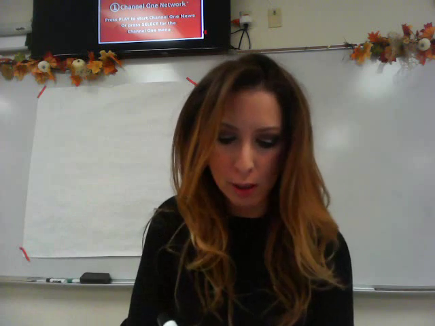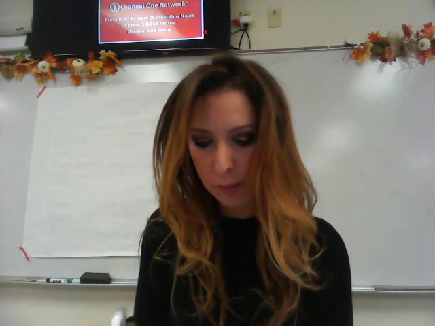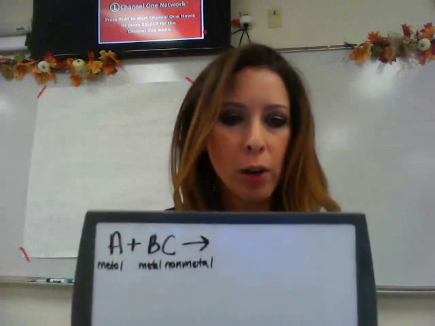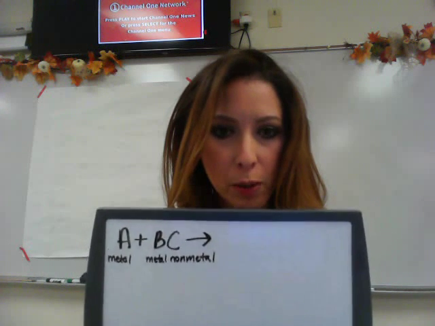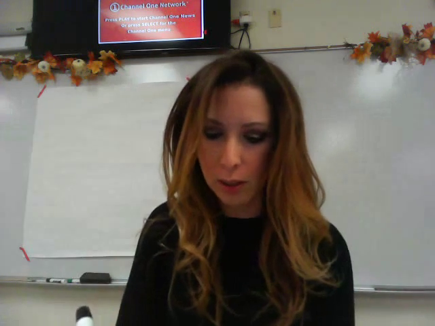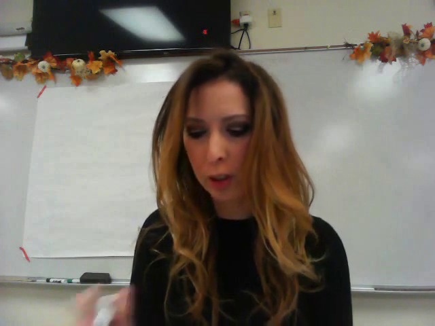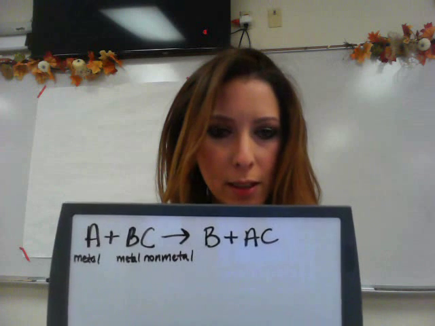So what I'm going to do here is write metal under A and metal under B and non-metal under C. Okay? What happens here is the two metals exchange places. And when they trade places, you're going to kick out metal B from the compound and you're going to create a new compound, AC.